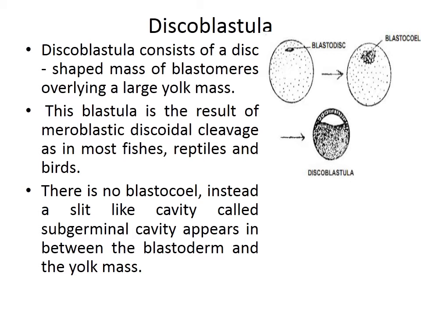So you have a subgerminal cavity that arises between the dividing layer of blastodermal cells and the yolk mass.